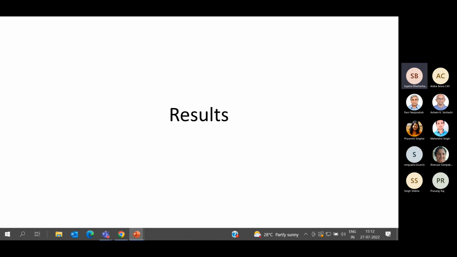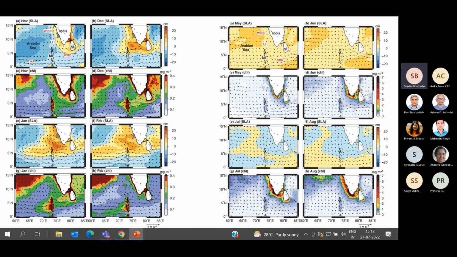So I'll be discussing the results. The first image represents the SLA and chlorophyll concentration during the winter monsoon, and the second figure presents the SLA and chlorophyll concentration during summer monsoon. The first two panels are of SLA, followed by two panels of chlorophyll for November, December. Then again for January, February SLA, and January, February for chlorophyll concentration. Same goes for the period of summer monsoon, which is from May to August.